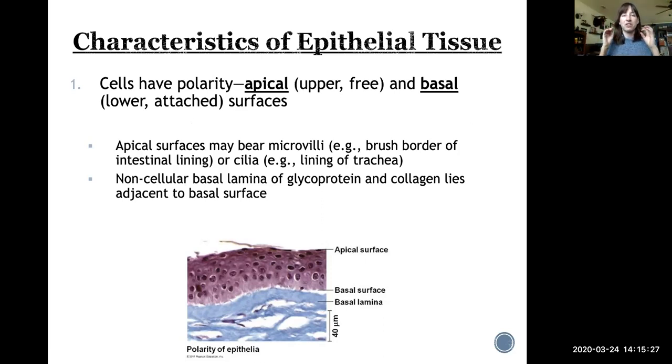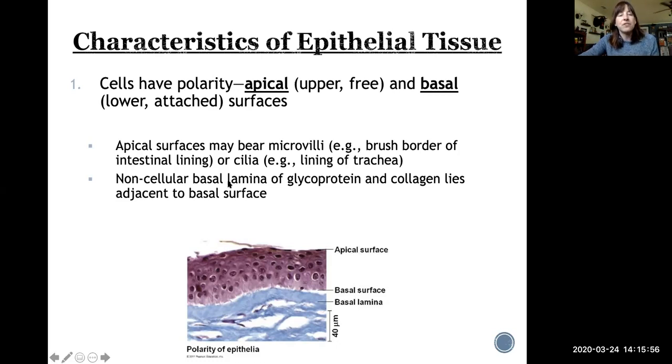So epithelial tissue, if you see that there's a part that is open to the air, and then a part, so like on a line of cells, one side of the cells is open to the air or whatever fluid, and the other side of the cell is attached to a base or like a base of connective tissue usually, but a base of some other type of tissue. That is going to be an epithelial cell.